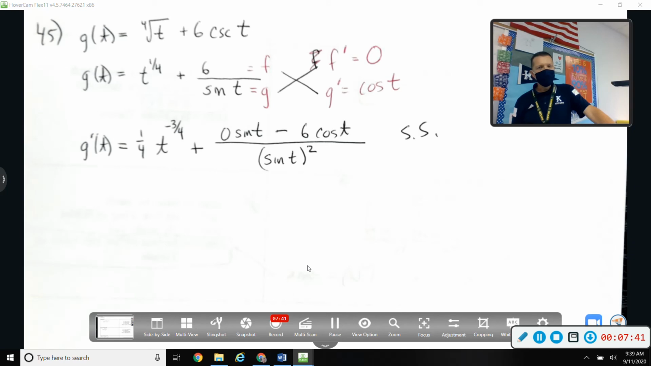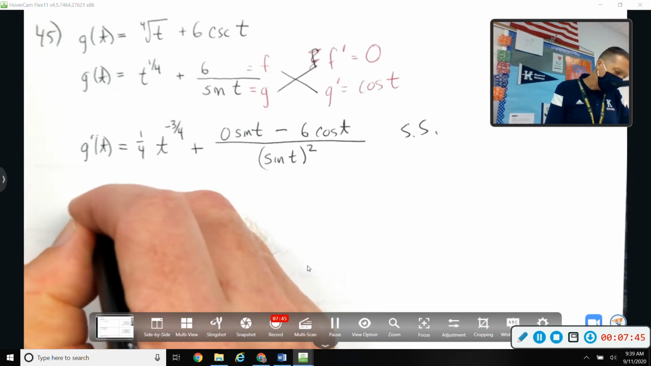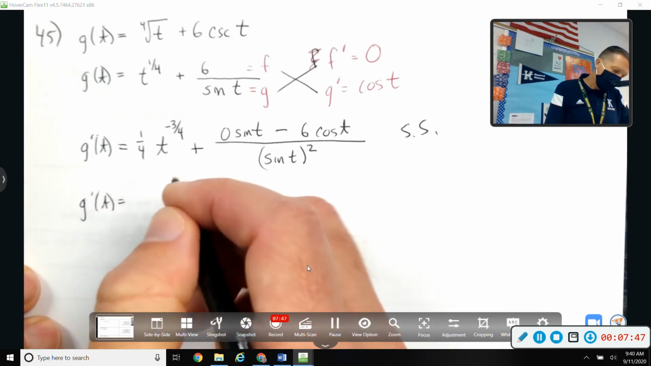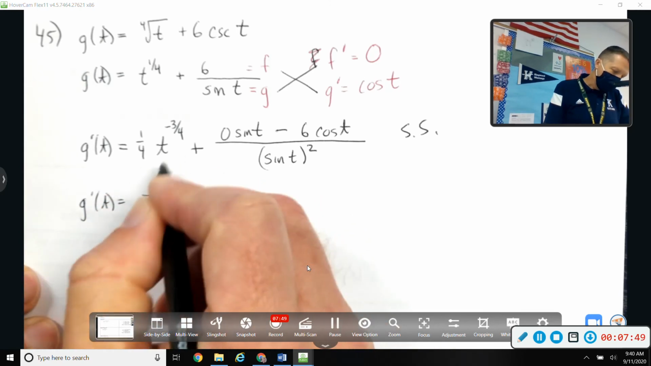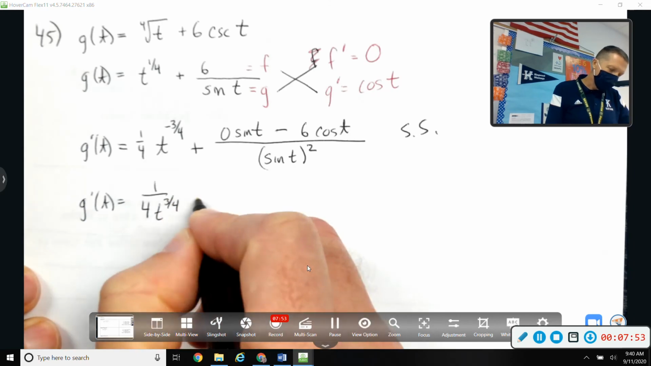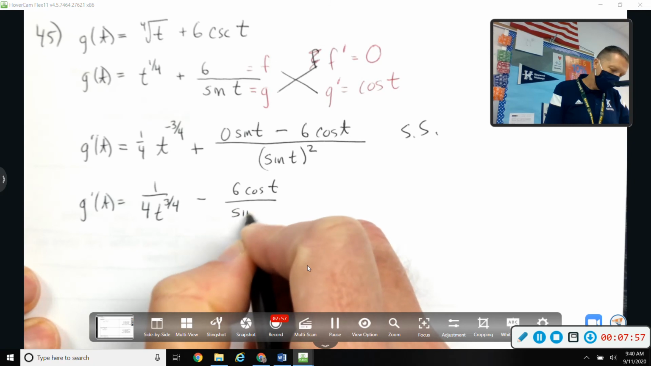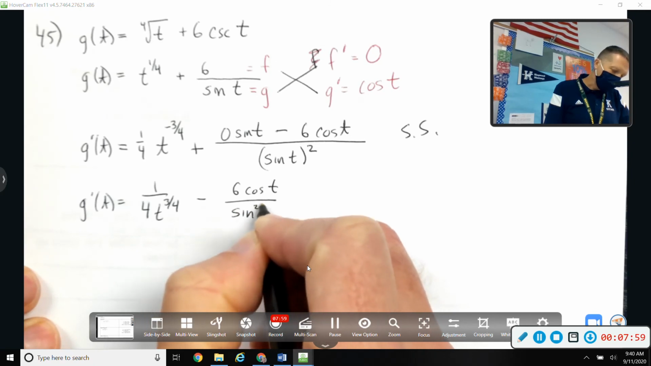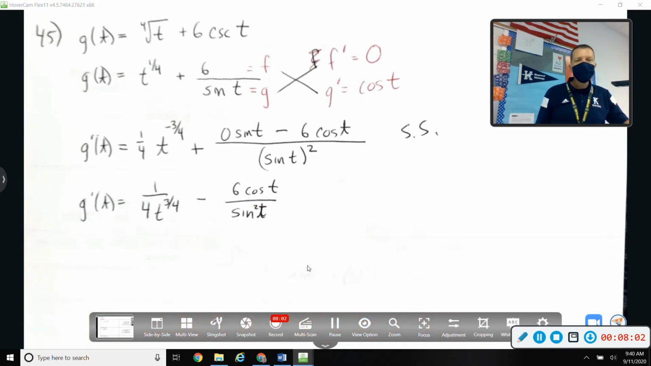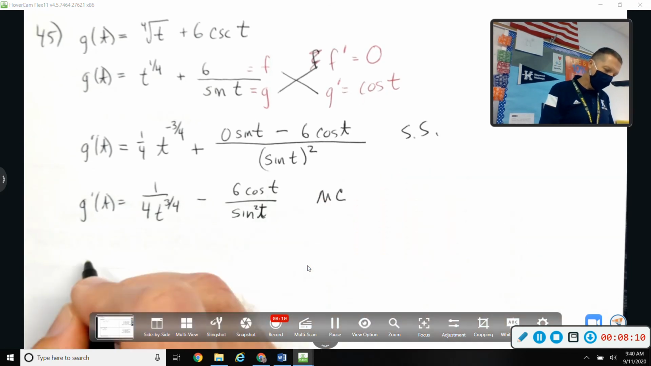However, on a multiple choice test, there's no way that that's the answer. The answer is going to be cleaned up a little bit. The negative exponent would send it to the bottom. Minus 6 cosine of t over sine squared of t. Remember, you can put the squared either in parentheses, or you can avoid the parentheses by putting it right there. That might be a multiple choice answer.